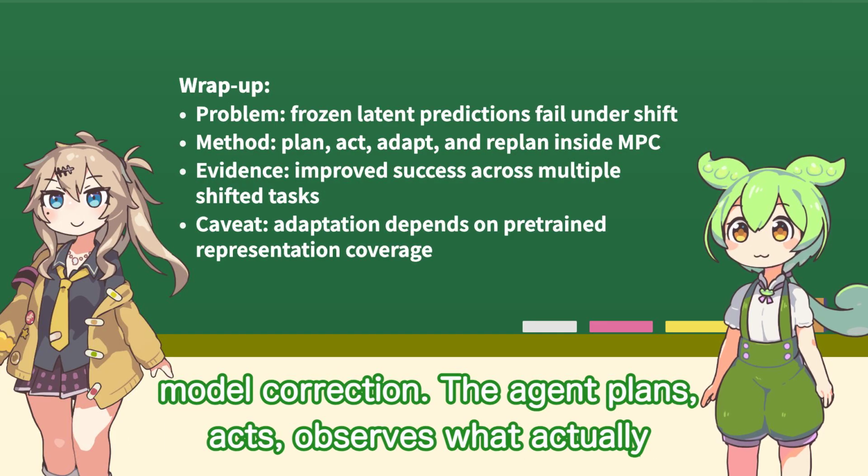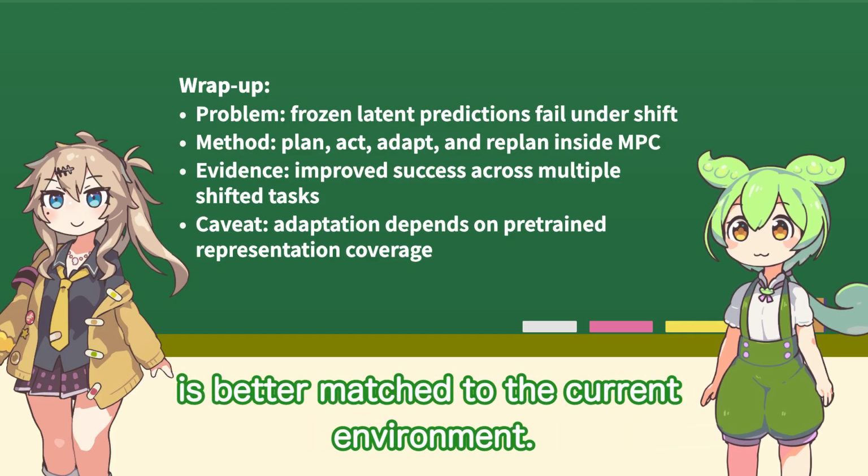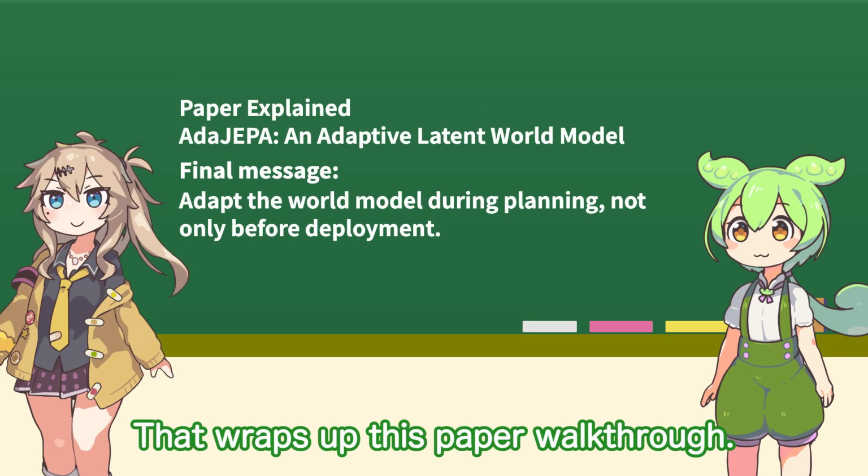The agent plans, acts, observes what actually happened, adapts the latent world model, and replans with a model that is better matched to the current environment. That wraps up this paper walkthrough.